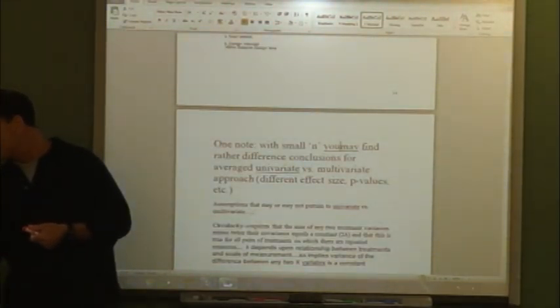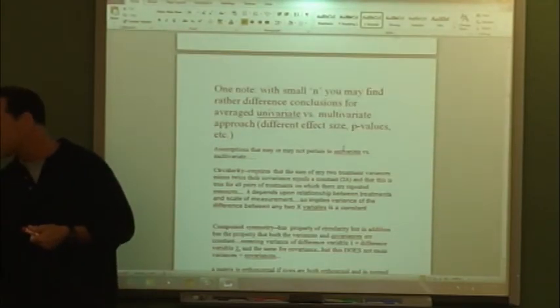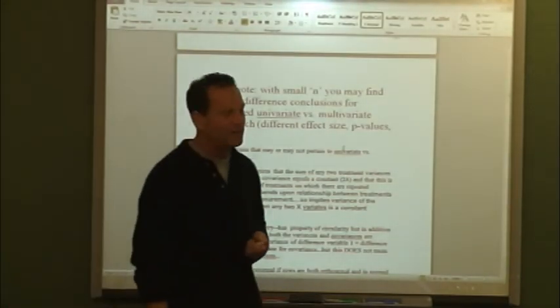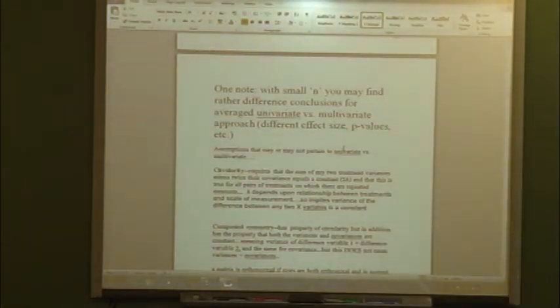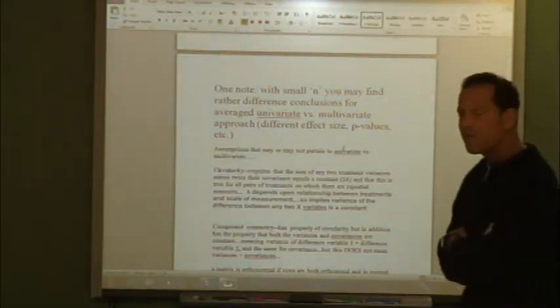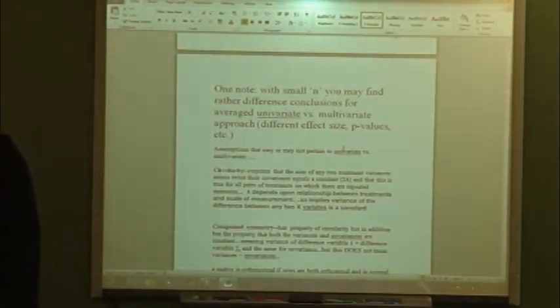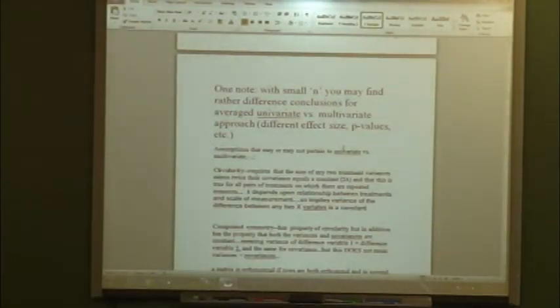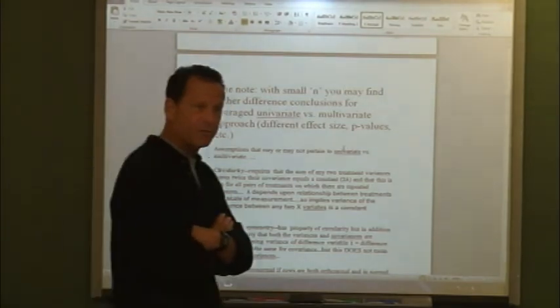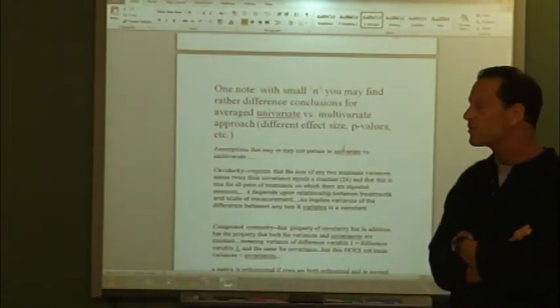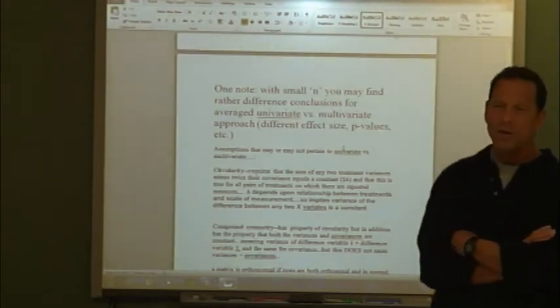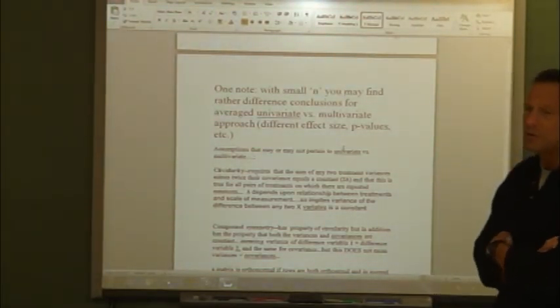And with small n, you may find rather different conclusions for univariate versus multivariate. You may find different p-values, different effect sizes. One may be significant, but the other one may not. I see this more when I have small sample sizes. So you do have to make a decision, you guys, before you start your analysis. Which one are you going to use for interpretation? Are you going to use the univariate or multivariate and come up with a justification for such? I usually use the univariate. It tends to be maybe a little more conservative. And then, as you know, we have some assumptions that I can make it as conservative as I need be.